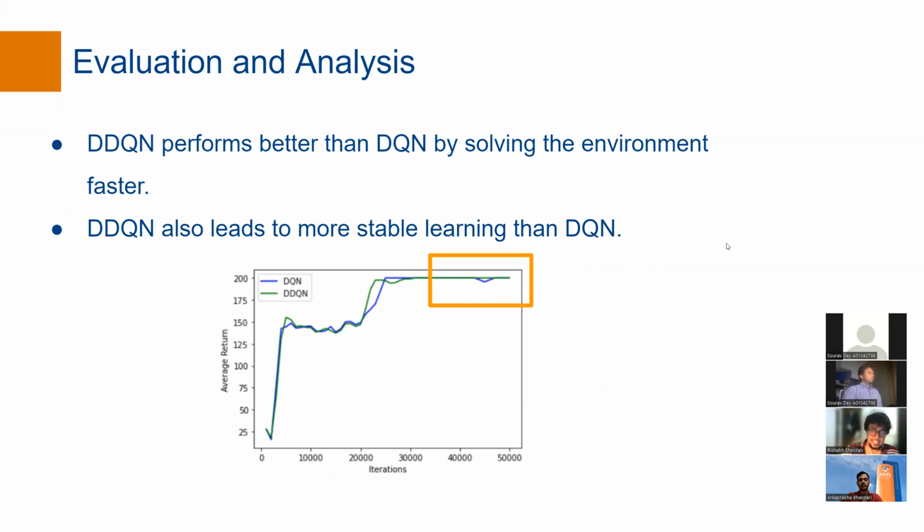As you can see in the graph, once the rewards are converging to 200 for both of them, DQN rewards take a dip at around 44,000 steps, whereas DDQN exhibits stable learning once converged. So this confirms our hypothesis that DDQN performs better than DQN, and it also leads to more stable learning.